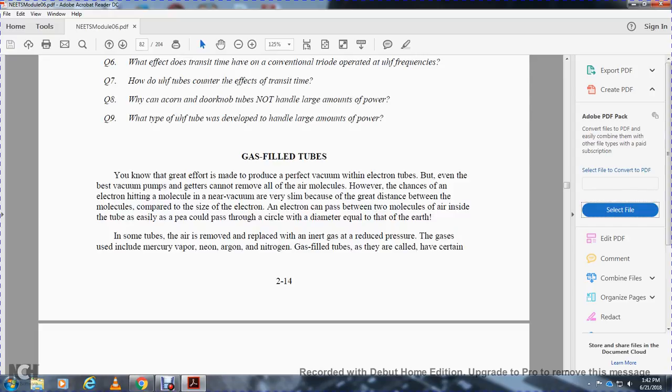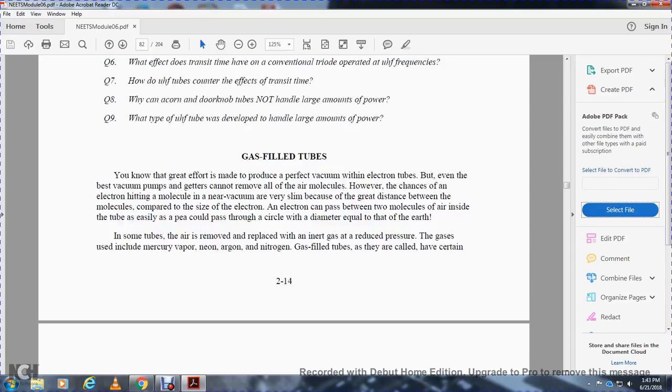Alright, gas-filled tubes. Great effort has gone into producing the perfect vacuum electron tube, but even in the best vacuum tube, it cannot remove all of the air molecules. However, the chance of an electron hitting a molecule within a near vacuum is very slim, because of the great distance between the molecules compared with the size of the electron. An electron can pass between two air molecules inside the tube, just as it could easily pass through a circle with a diameter equal to that of the Earth.